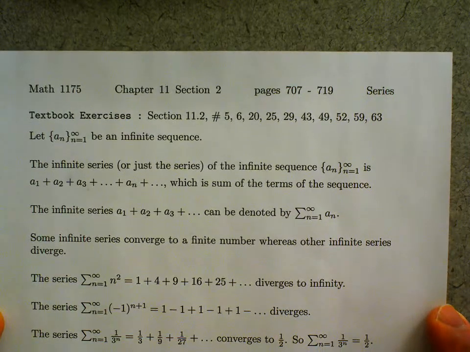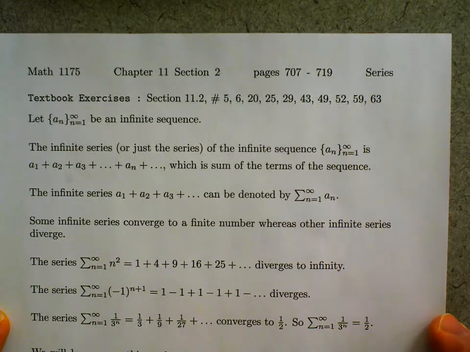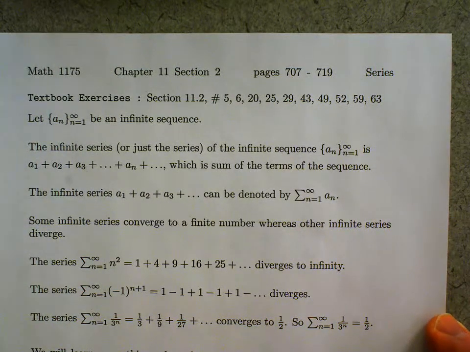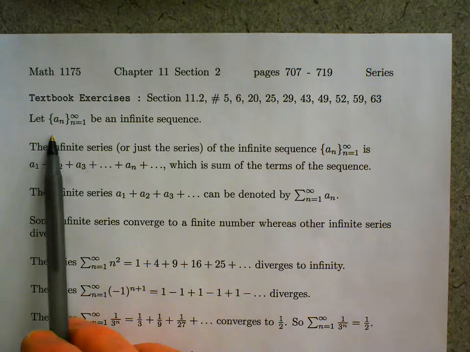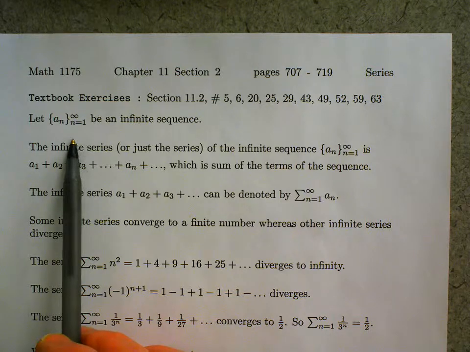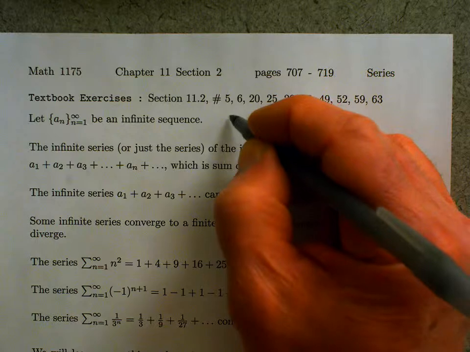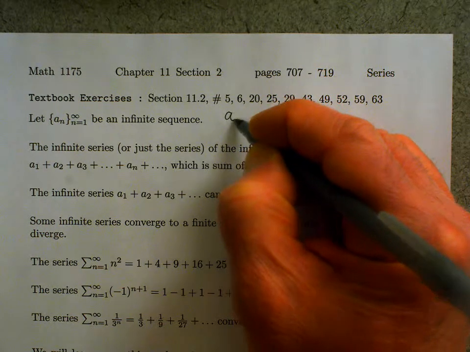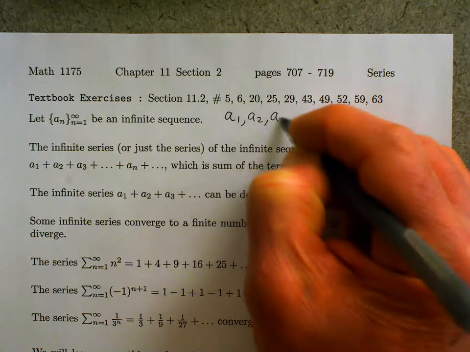Okay, so chapter 11, section 2. So we begin with an infinite sequence. Let A sub n be an infinite sequence. So remember what that means. It's just a list of numbers, A sub 1, A sub 2, A sub 3, and so on.